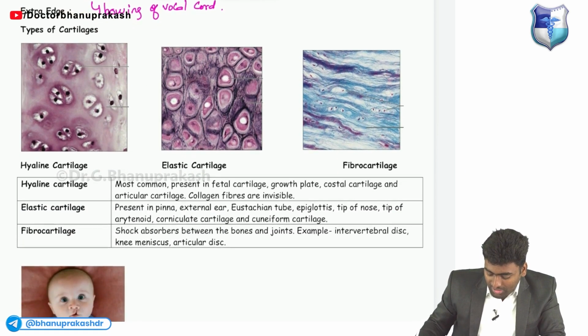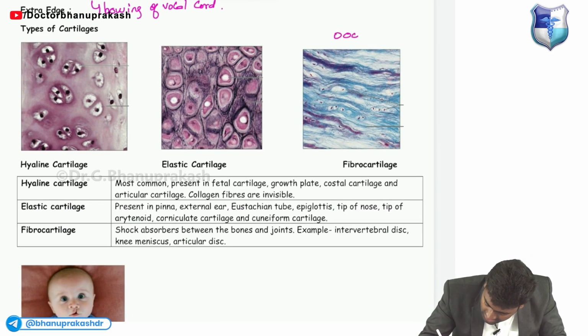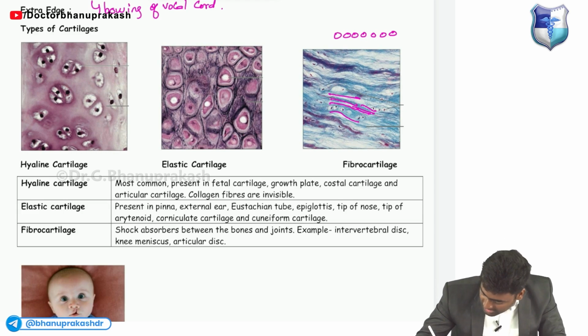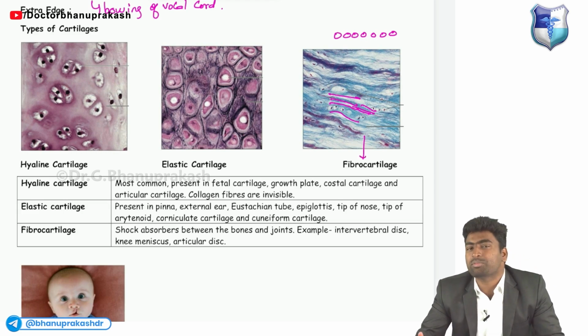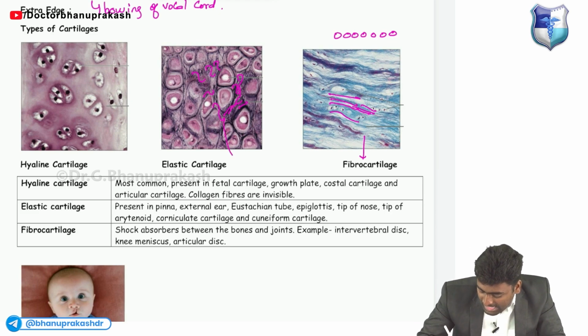And about this type of cartilages, they will give an image and ask you. The fibrocartilages are very regular, arranged in a single line, because they have a lot of restrictions from the fibers. If fibers are present, it is fibrocartilage. But if the fibers are elastic, then it is elastic cartilage.